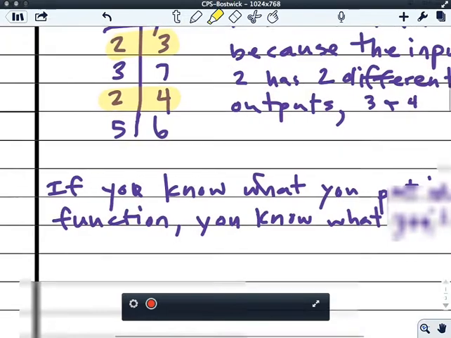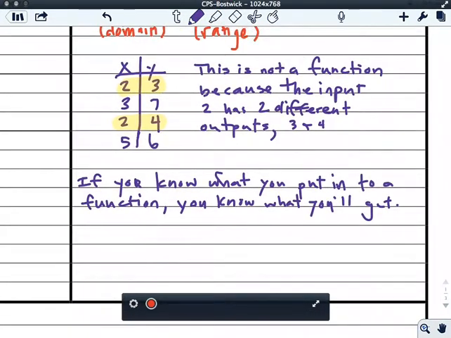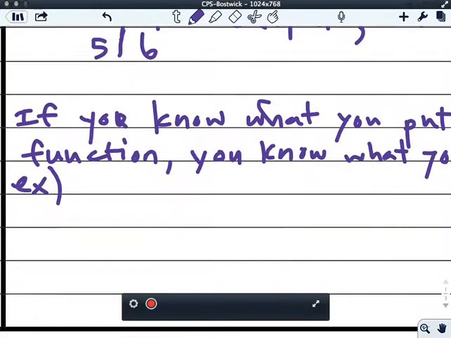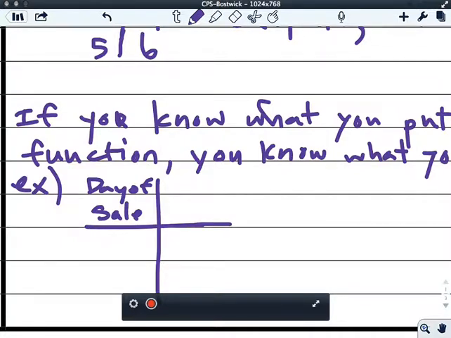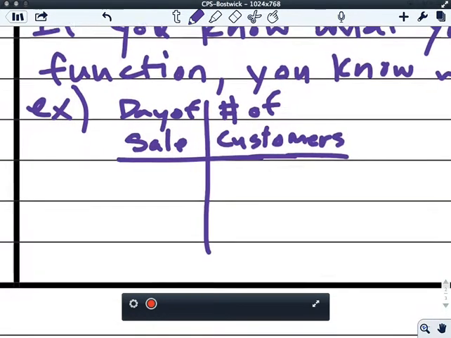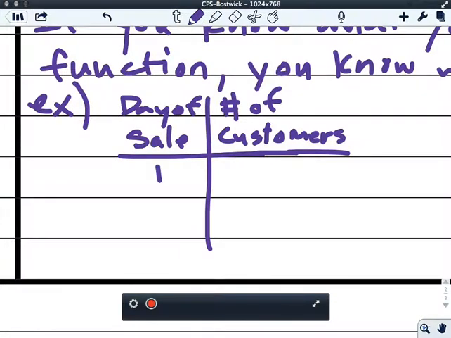Let's look at one more example. It's going to be kind of like a contextual example. So when I think about the following situation, let's say we have day of sale. Let's say we're having a sale at a retail store, and then we have number of customers. And so you advertise the sale. You have a couple different days of the sale. We have day 1, day 2, day 3, day 4. Well, let me put it this way.